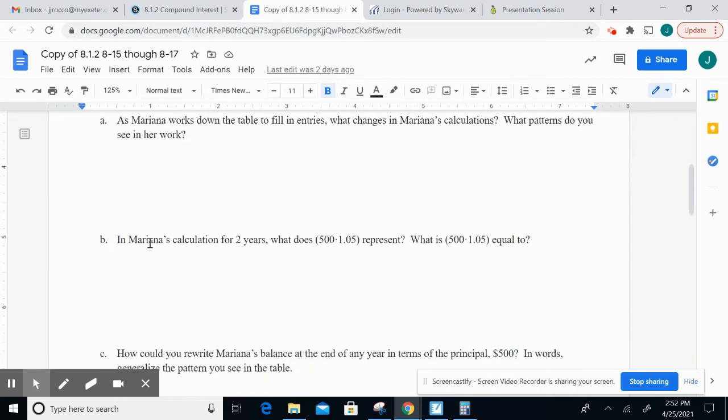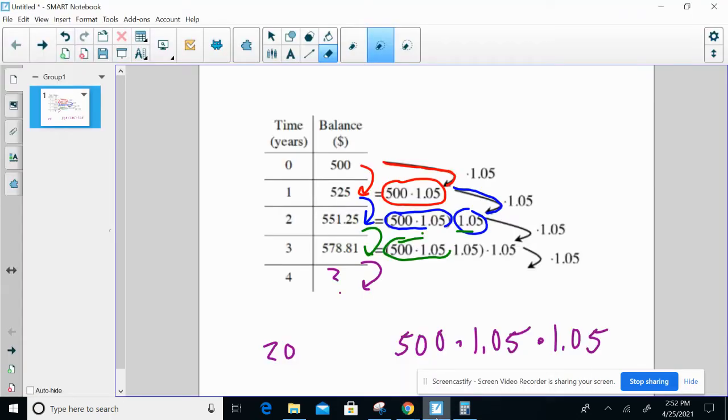B, her calculations for 2 years. What does this represent? The 500 times 1.05. That's the original. That's after a year. And it shows up every time. Let me see if I can use a different color here just to represent. Use the red. Look, the original 500 times 1.05 shows up every time.